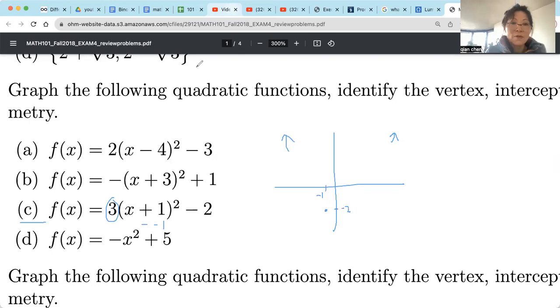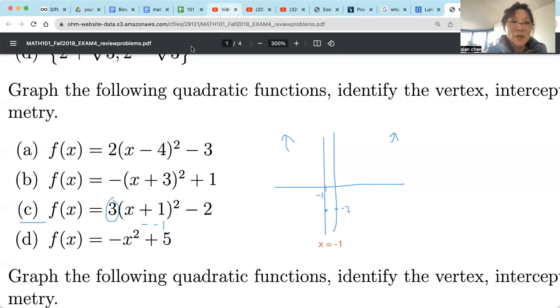Right away, our line of symmetry goes through our vertex. It's just this line that goes through our vertex. And what's the name of this vertical line? It's x equals -1. So that's our line of symmetry, x equals -1.